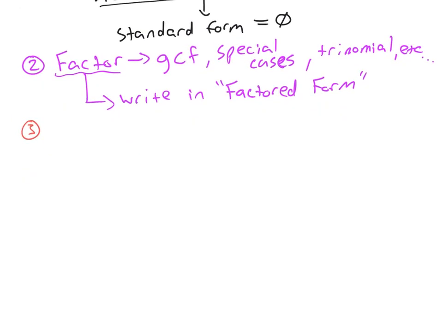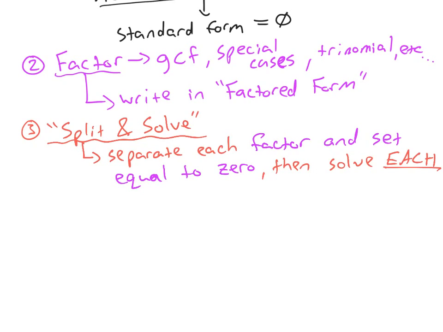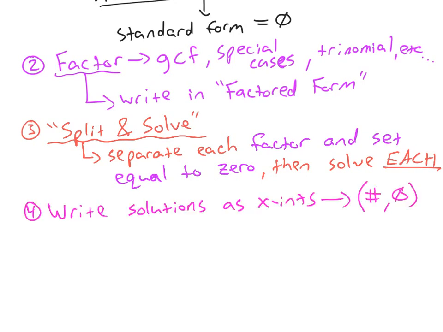Now you're going to do split and solve. So you can take those factors, split them up, set each of them equal to 0, and then solve them separately. So you solve them each equal to 0. After you have those both solved, could be two equations, the last thing you do is take your answers and write them as solutions, as x-intercepts. So each of those root values will be its own x-intercept: the root value, and then comma 0.